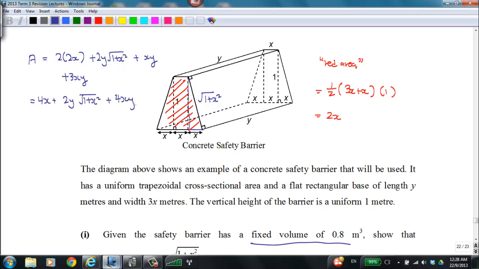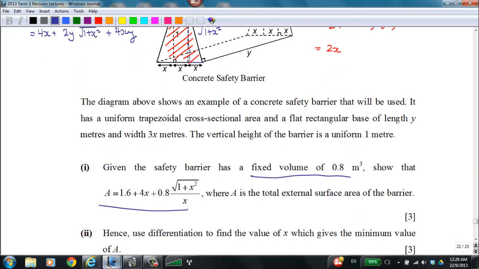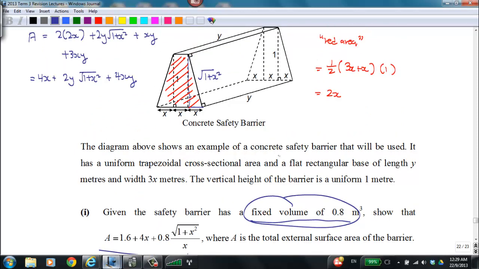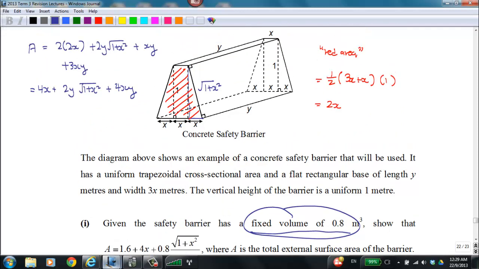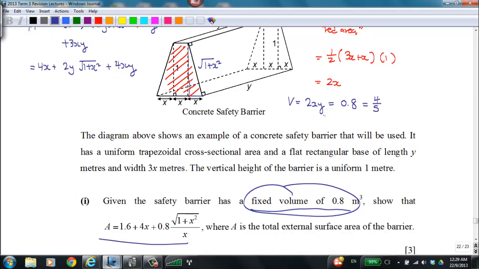We'll have something like this. But take note that the question actually wants you to show that A is only in terms of x, and that is where this information comes in. You know that this barrier has a fixed volume of 0.8 meter cube, which basically means that volume, which is equal to the cross-sectional area, the red area, multiplied by y, is equal to 0.8. 0.8 is actually 4 over 5. We can keep it like this for the time being. So this implies that y is 0.8 over 2x, equals 0.4 over x.